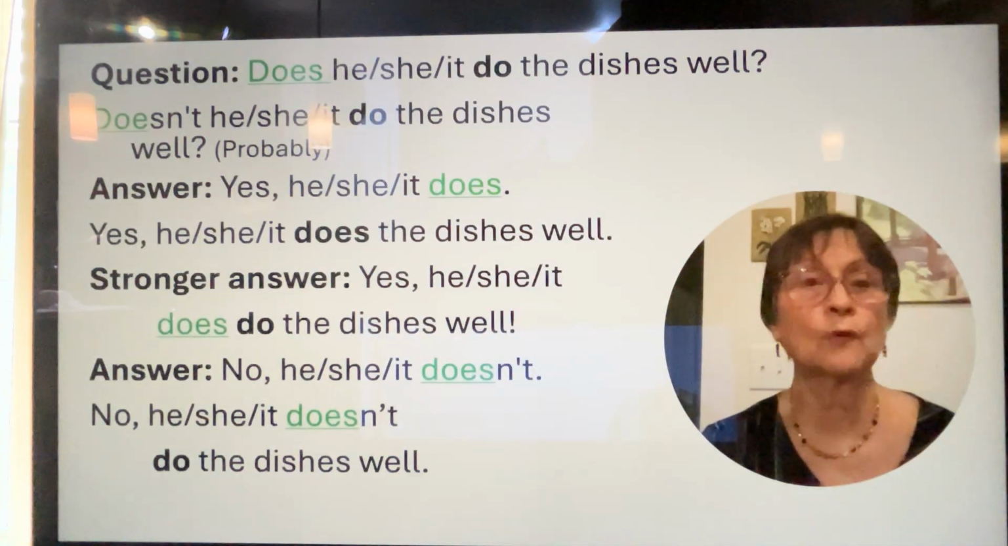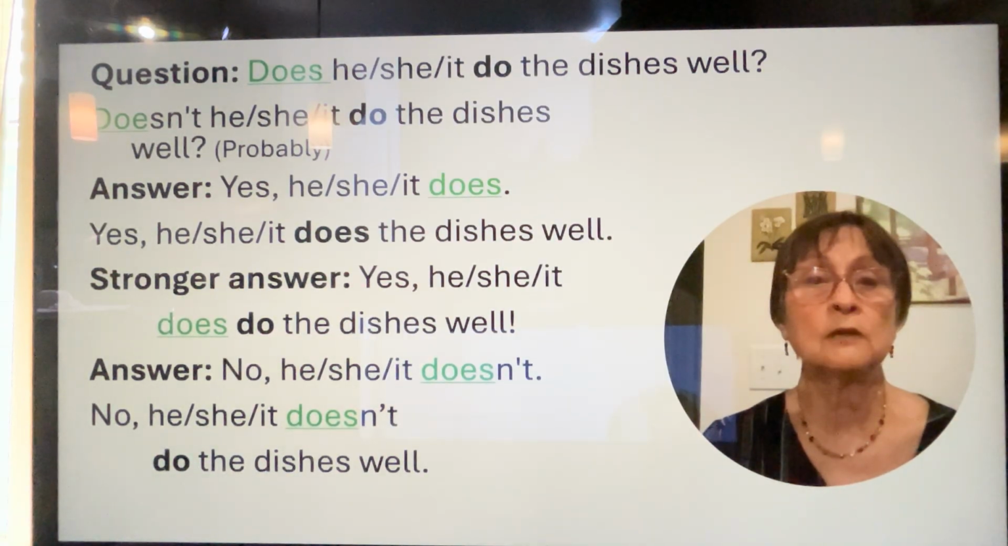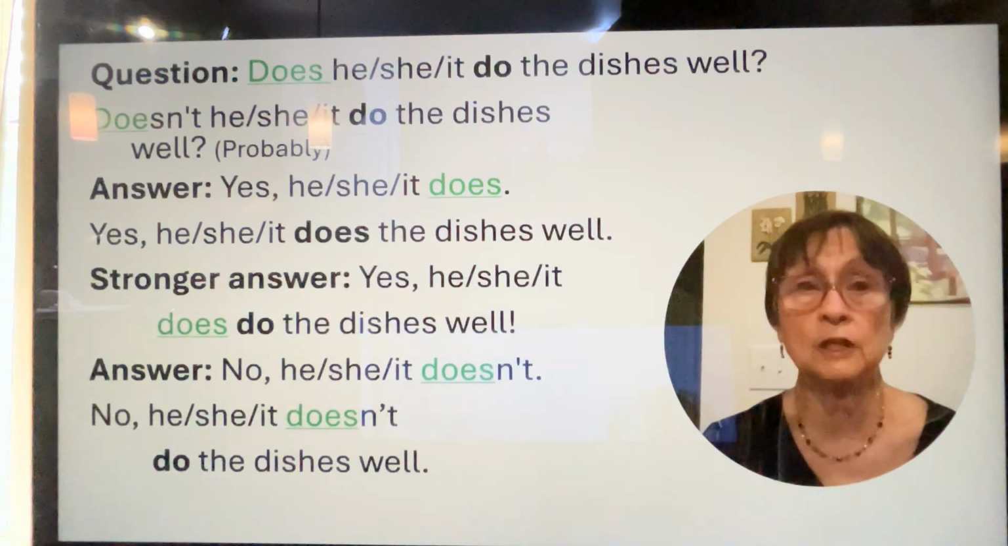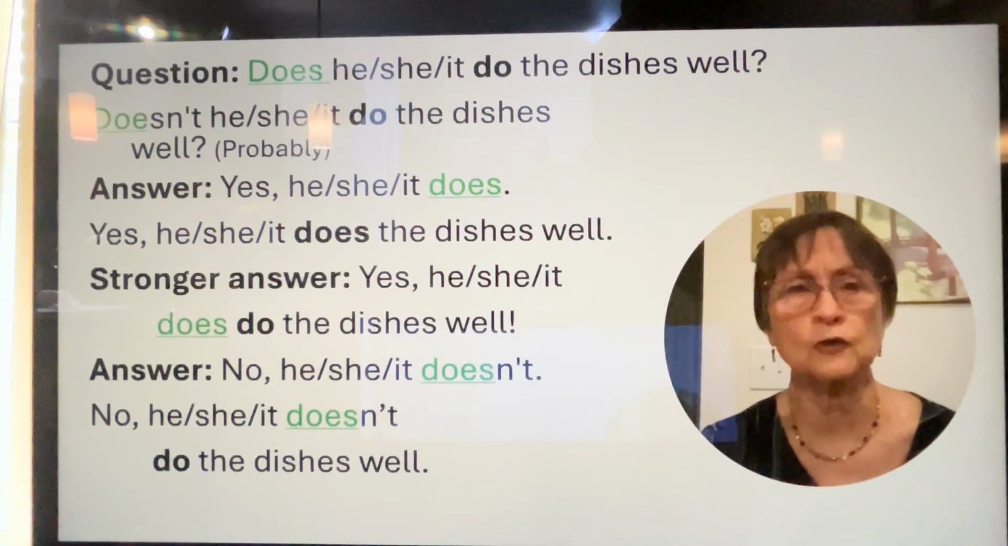Some examples for he or she or it. The question: Does he do the dishes well? Does she do the dishes well? Does it do the dishes well? Maybe we're talking about the dishwasher.